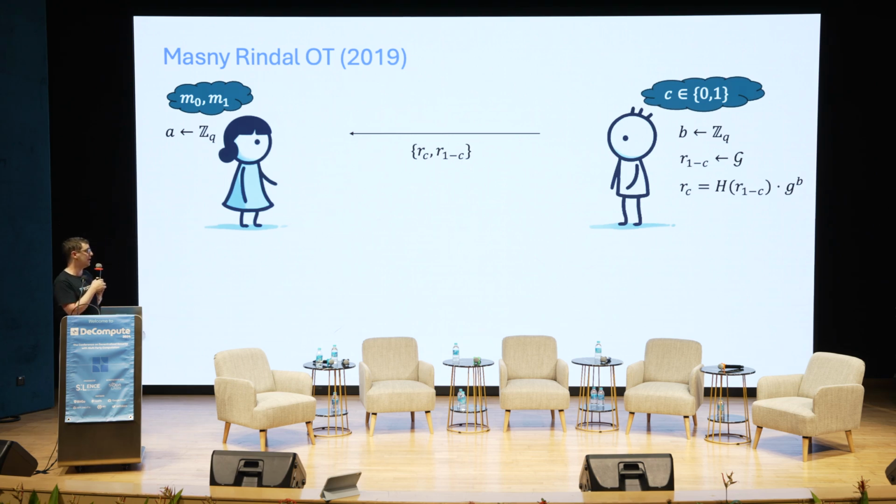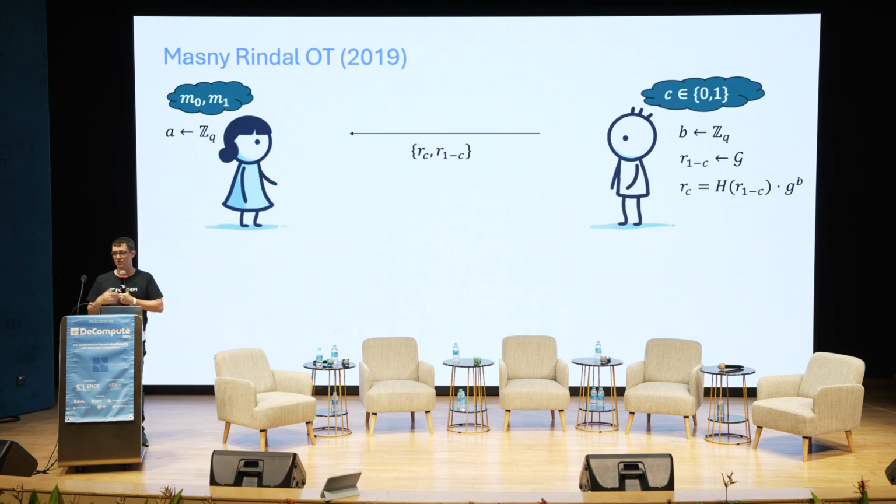The way that the receiver generates those group elements is that R_(1-c) is just chosen at random from the group. And then R_c is generated by hashing R_(1-c) and then multiplying by this public key g^b, whose discrete log the receiver knows.